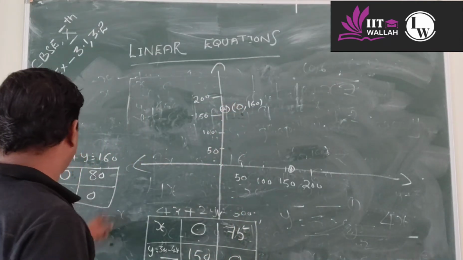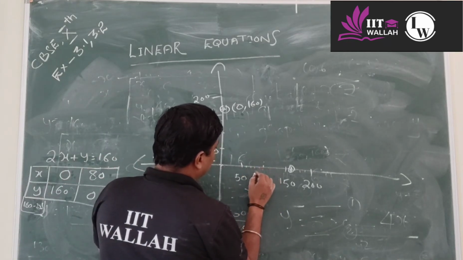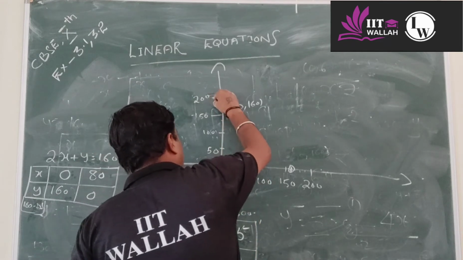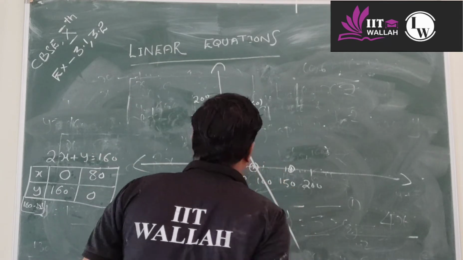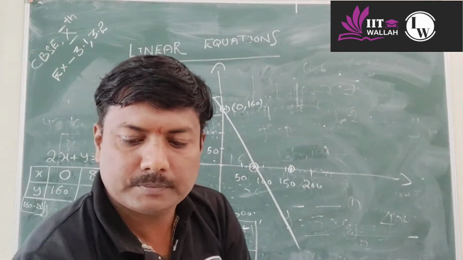Another point, 80, 0. So 80, 0. 50, 60, 70, 80. So this is 80, 0. Okay. So we will get a line like this. Got it?